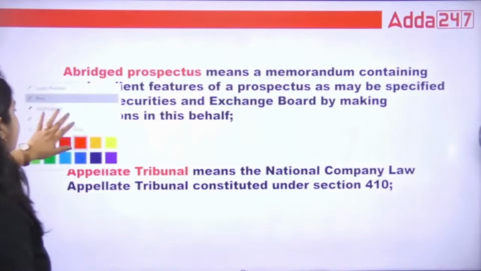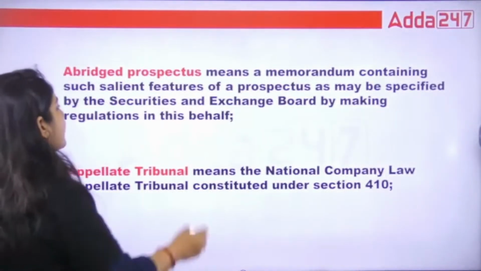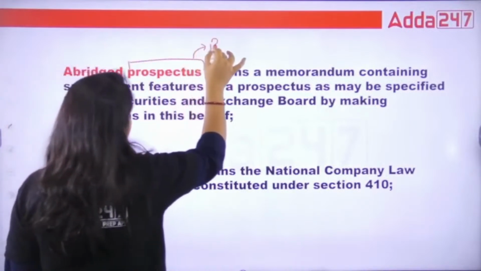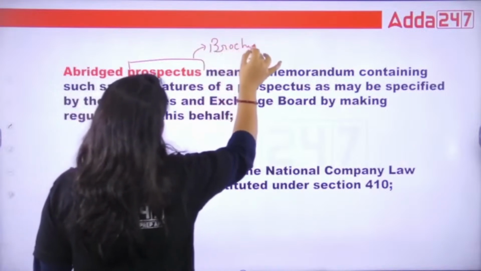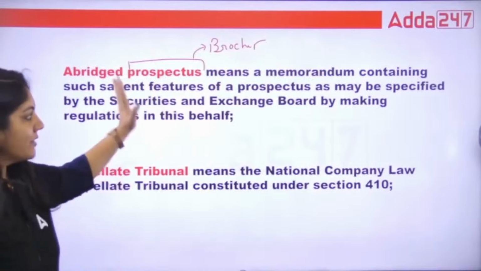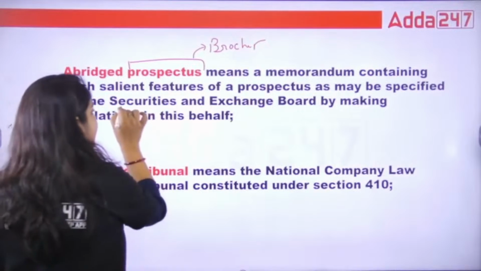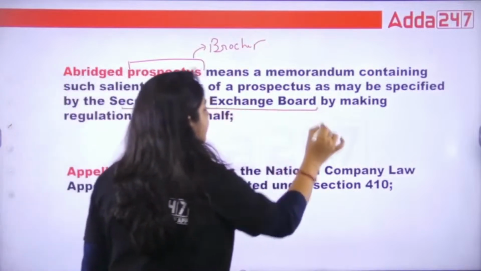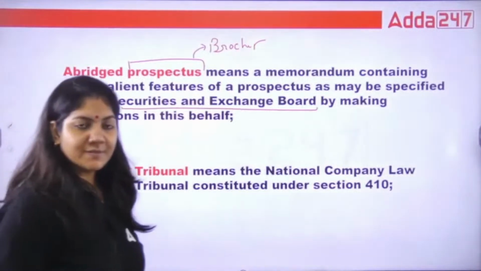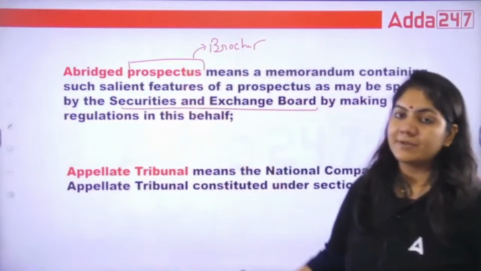What is abridged prospectus? What is abridged? So guys, what is prospectus? Prospectus is basically, you can say, the brochure of any company. That is called prospectus. And what is abridged prospectus? Abridged means the guidelines given by the CAIIB. Very important. The guidelines are given by the CAIIB. This is called abridged prospectus.